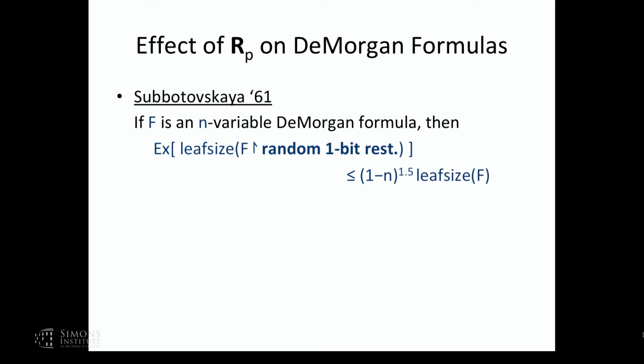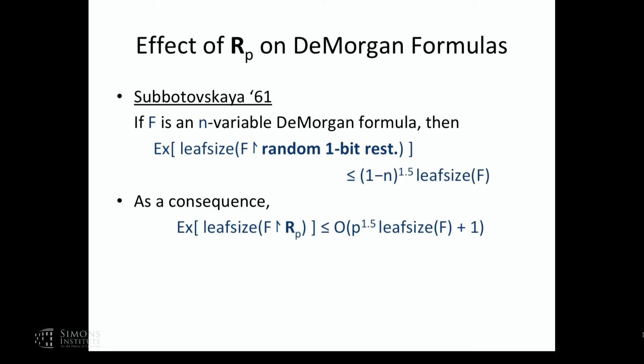Should be 1 over n. 1 minus 1 over n. Yeah, 1 minus 1 over n to the 1.5. But per 1 bit, it should be 1 minus 1.5 over n. Ah, good. Right, okay, which is bounded by 1.